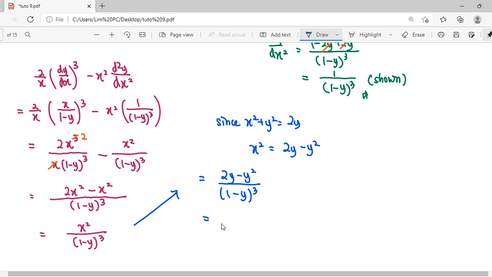Then I write it properly. We can still factorize y here. So y times 2 minus y over 1 minus y cubed. So this is how we express our question in terms of y. So lastly, change in terms of y.